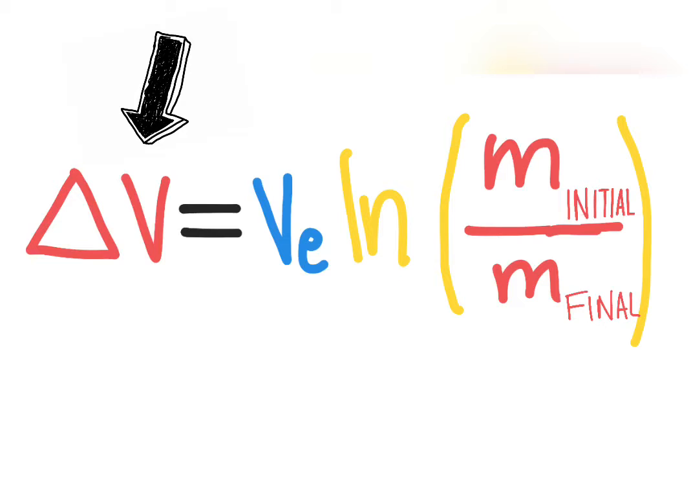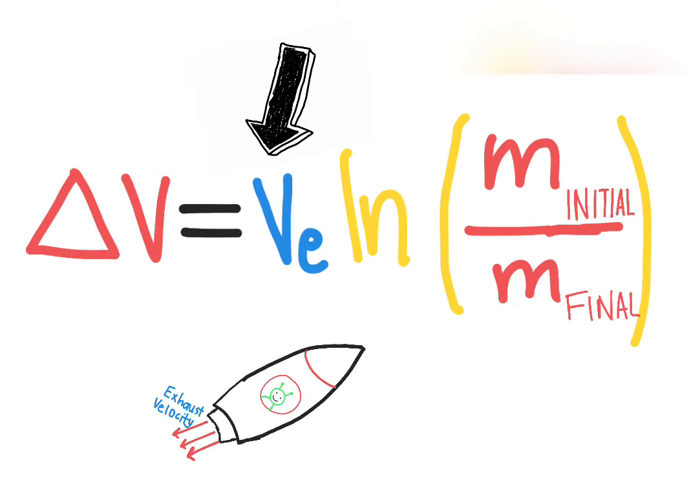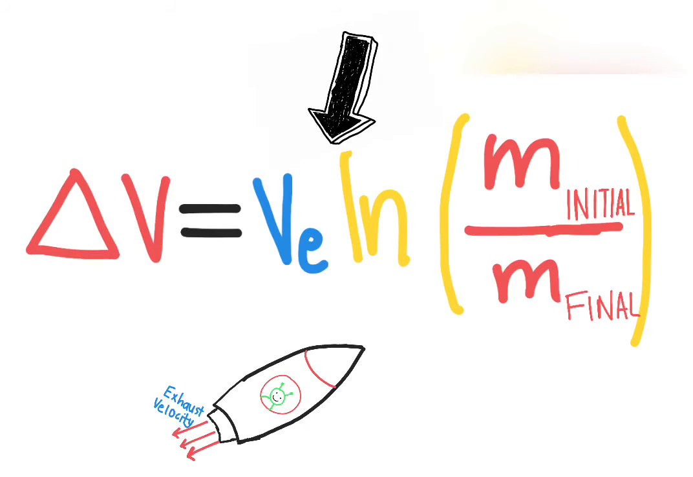Delta V stands for the change in velocity of a rocket. V sub E stands for the exhaust velocity of the rocket. This is the velocity at which the rocket engine ejects out the rocket fuel. Although this is constant, it's different for each type of rocket engine.